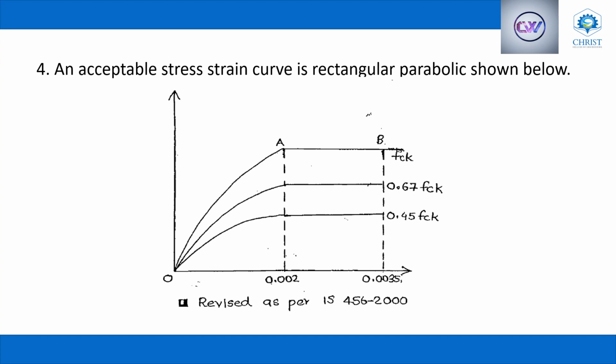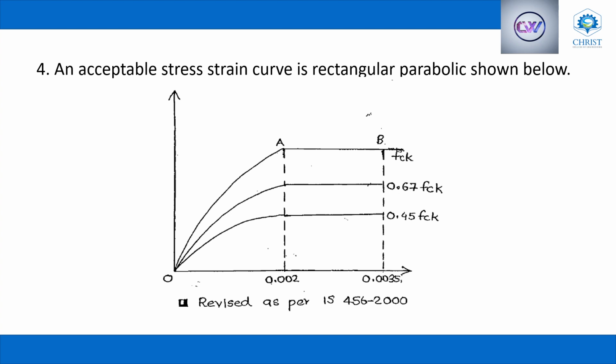An acceptable stress strain curve is rectangular, parabolic as shown below. Here it is parabolic up to 0.002 and then considered as straight up to 0.0035 for the design purpose in IS 456-2000. Actually it is not correct, but it is considered as straight for the design purpose in IS 456-2000. Here up to 0.002 it is parabolic and then rectangular variation.